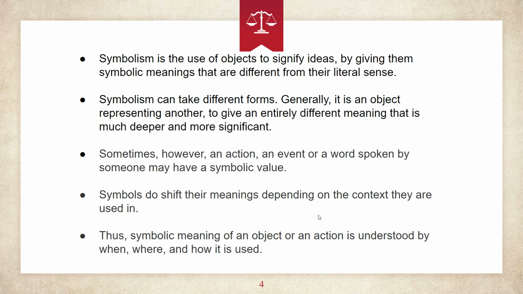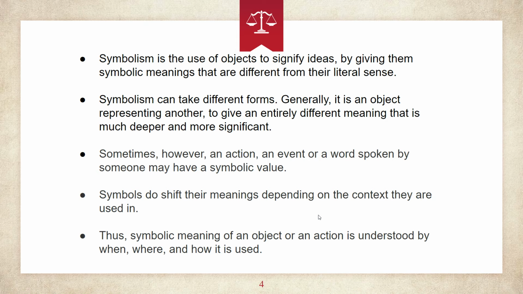All right. Symbolism is the use of objects in a text to signify ideas by giving them some symbolic meaning that is different than what they mean literally. Symbolism can be taken in different forms. Generally, it's an object representing another to give some entirely different meaning to a text that's deeper and more significant.